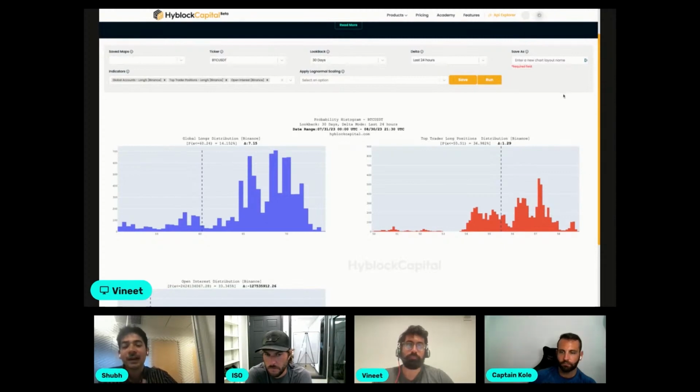But that helps find the outlier. And a lot of the times, because we have multiple indicators or multiple histograms, you can put them side by side and see, is it an outlier on just one indicator, or is it happening across multiple indicators?